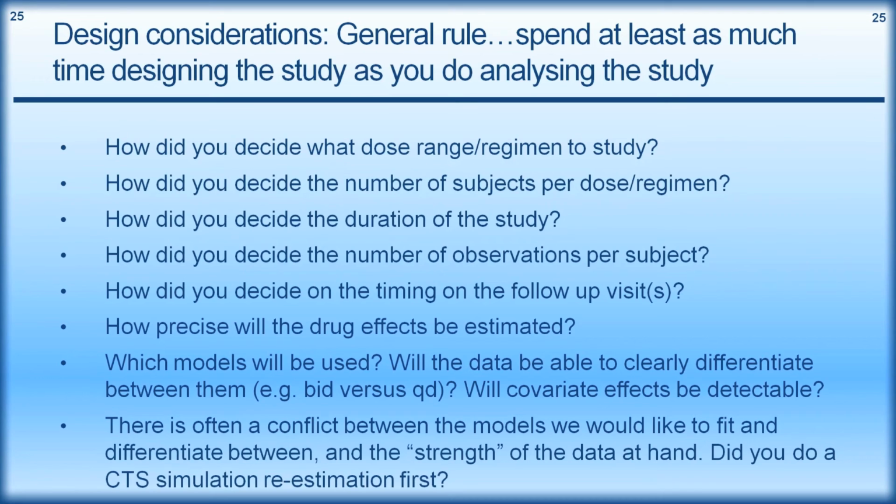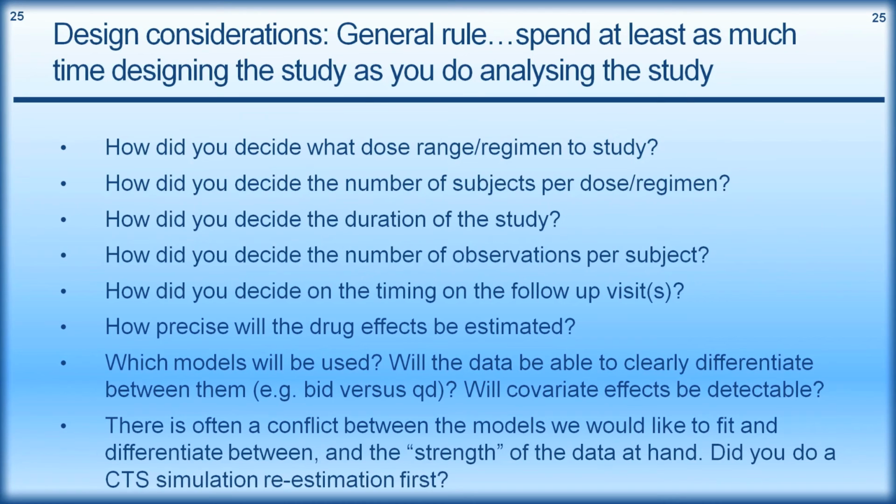Similarly with covariate effects. Rather than just waiting till you get the data to see if you can detect covariate effects, before you've even run the study, you'll have a good idea by doing clinical trial simulation as to whether you can actually estimate these things well, because that's really the critical thing here. If there are models that you're interested in estimating, make sure the data that you're going to use is actually capable of estimating those interesting models.